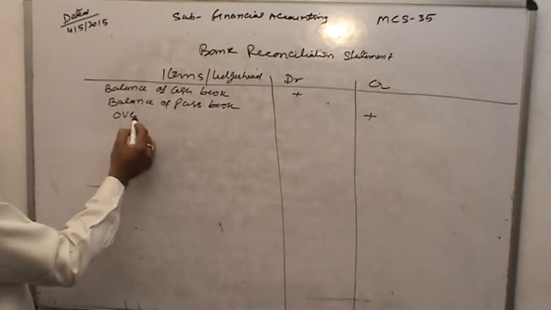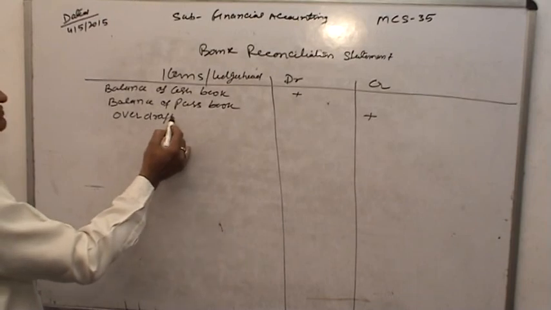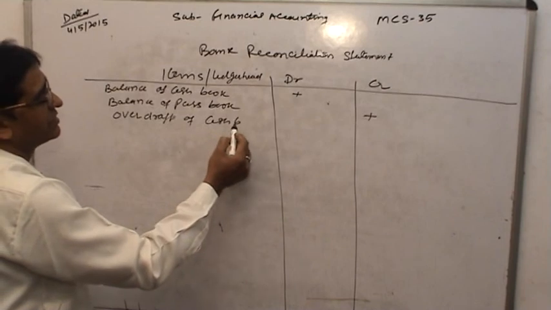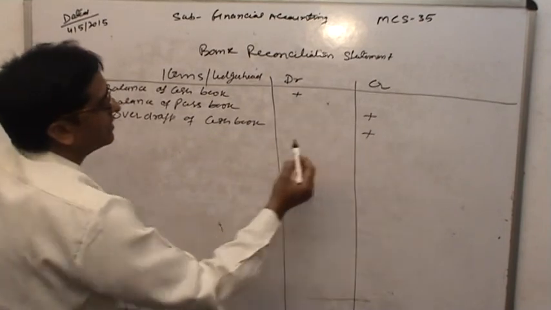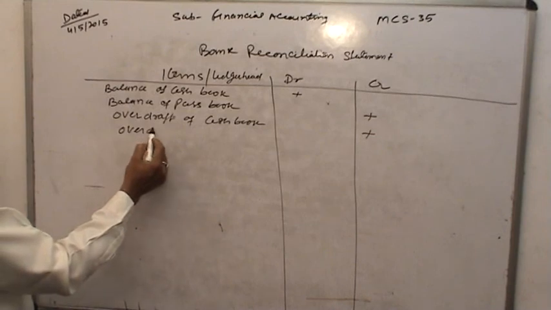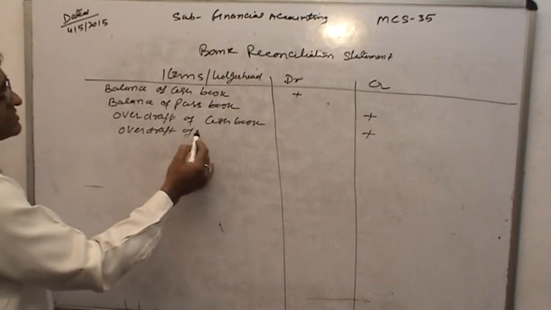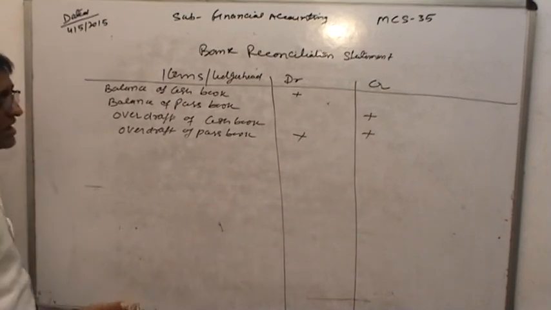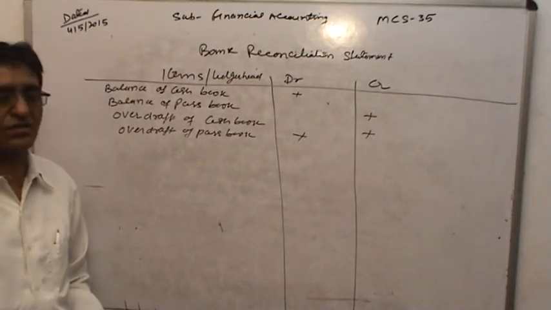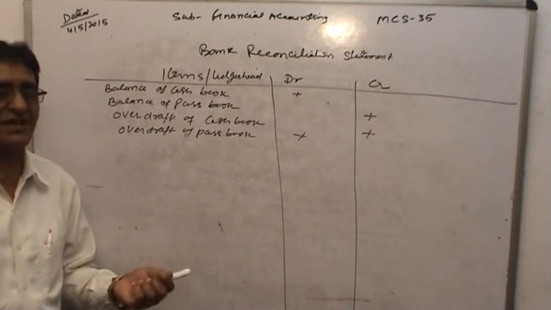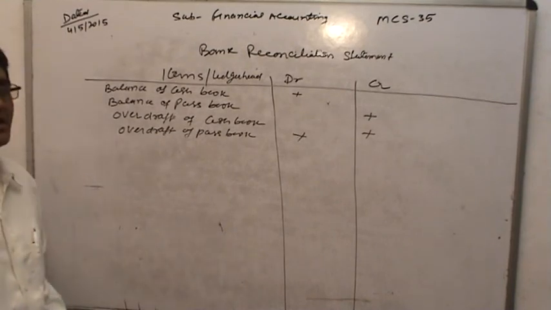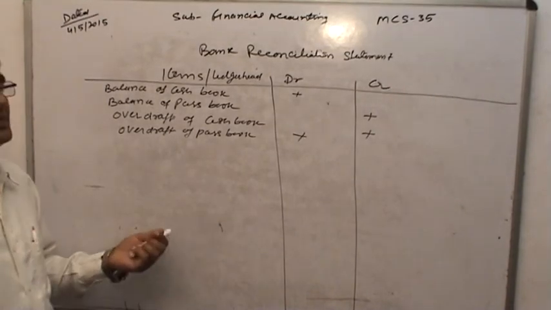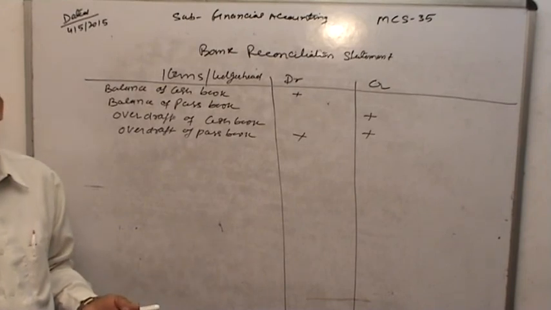Then overdraft of cash book is credited, then overdraft of passbook is debited. And now all the transactions, or 7 different aspects, have already been explained by me. They are written as they are in any format or with any balance that you have prepared the BRS.